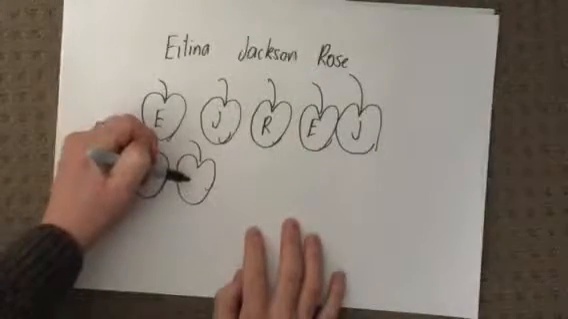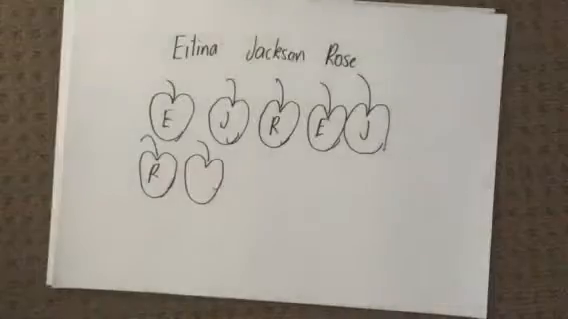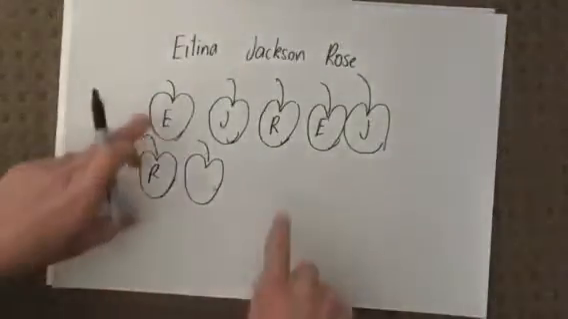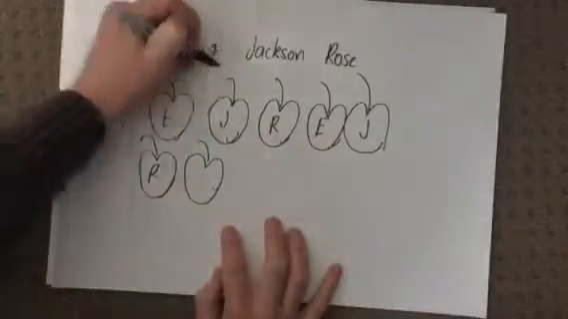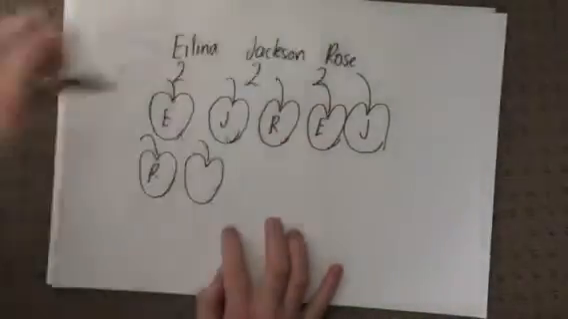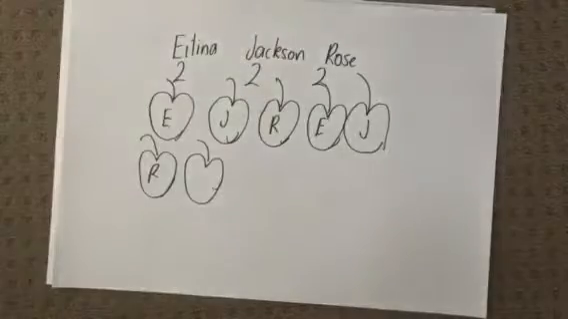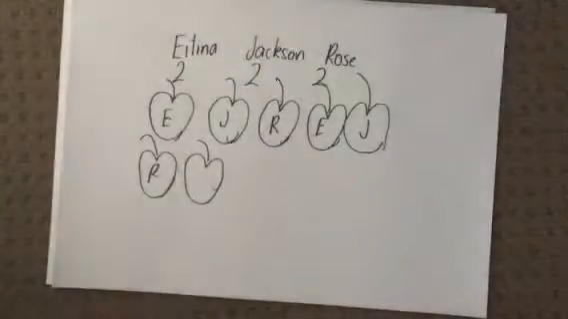Could Alina have this one? No, because there's not enough there for Jackson and for Rose. So let's have a look how many they had each. Alina has 2, Jackson has 2, and Rose has 2. So when we're at 2 whole apples, they all have. Okay, how could I then make sure that they all get part of this last one?